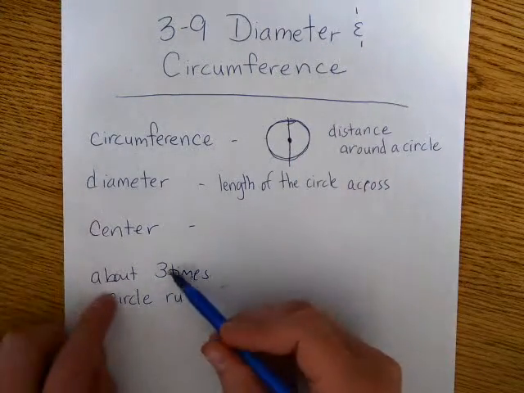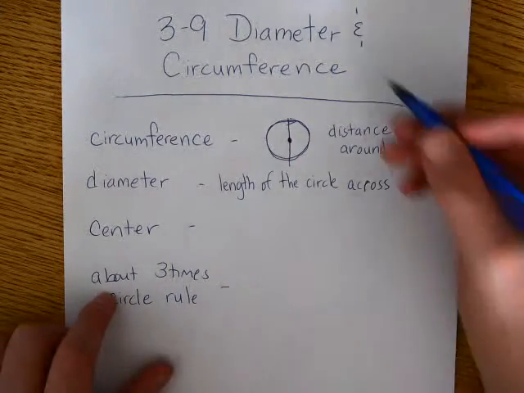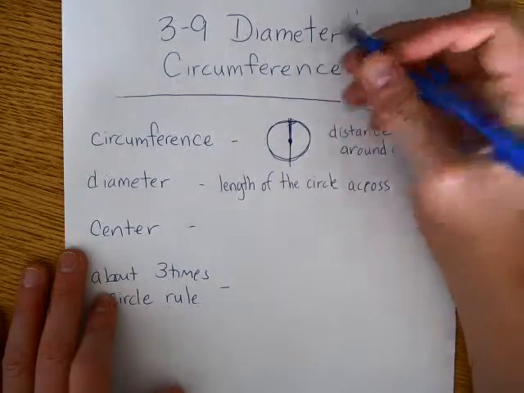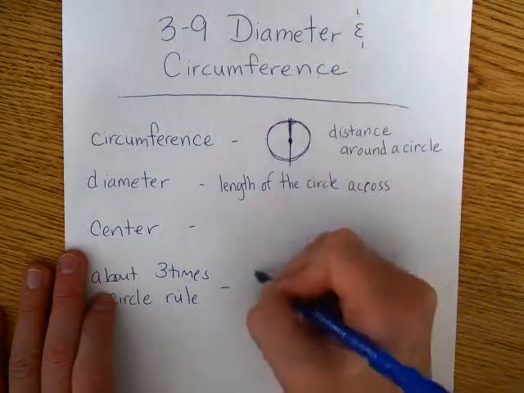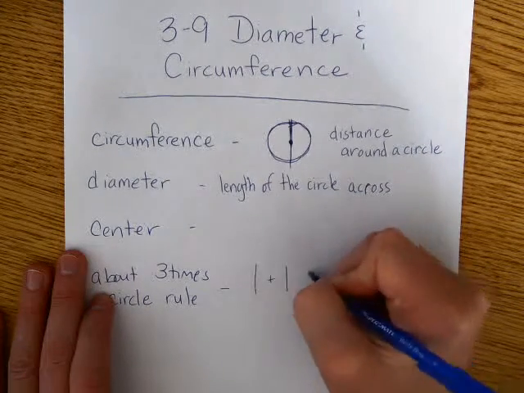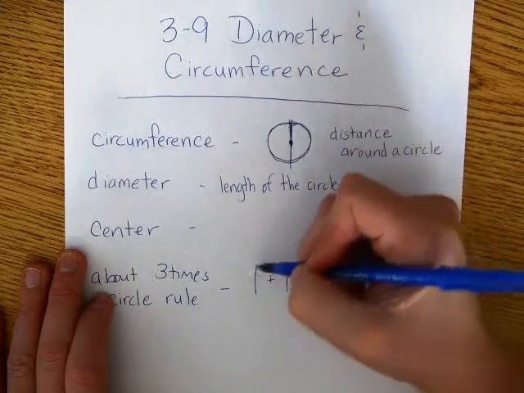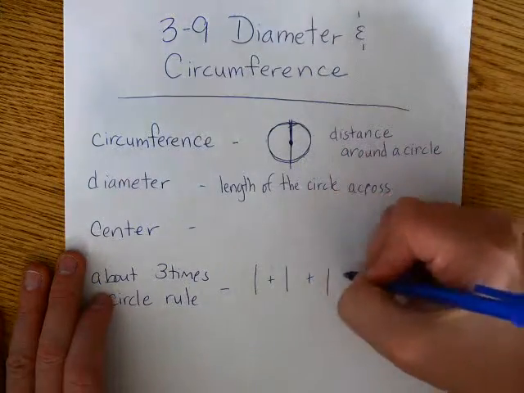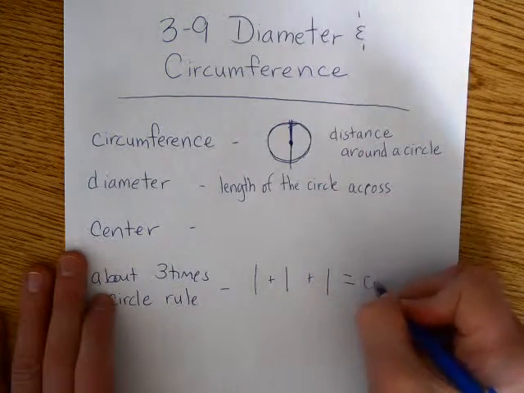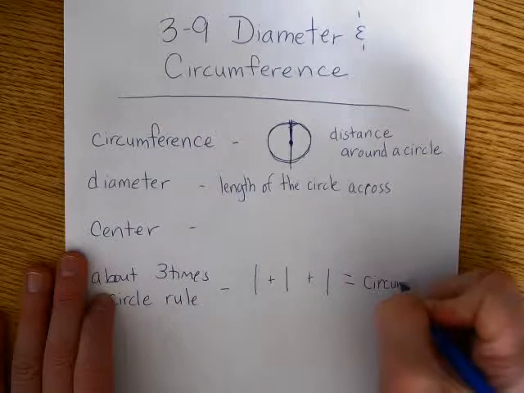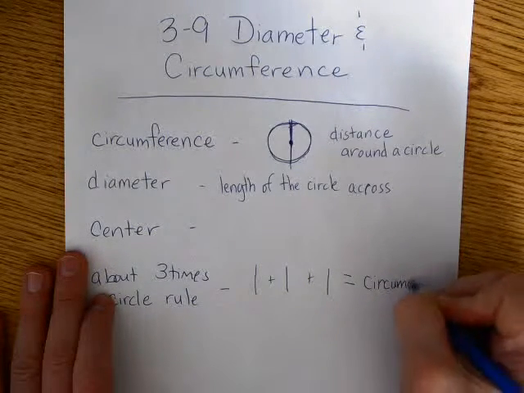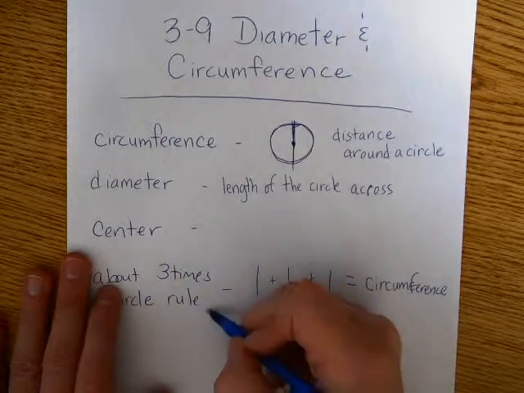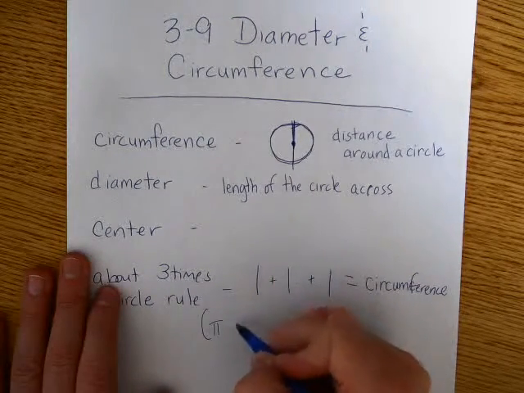Alright, and then about the 3 times rule. If we take the diameter 3 times, so we take diameter plus diameter plus diameter, and I'm just using this line to represent this diameter here, it's going to equal the circumference. Okay, if we add those things together. Circumference.